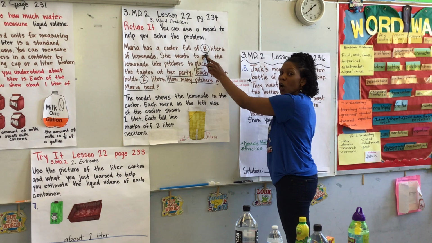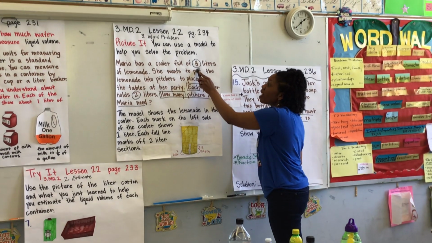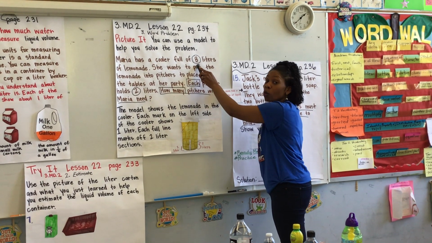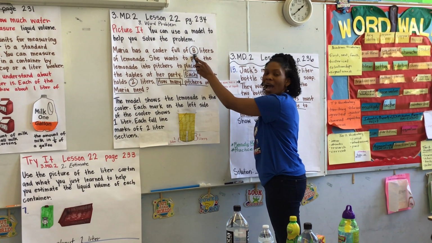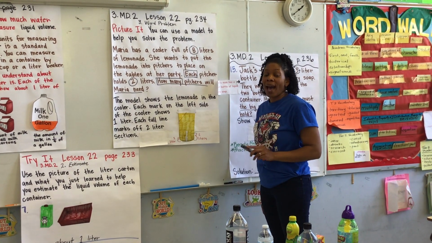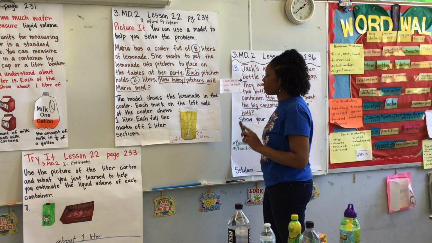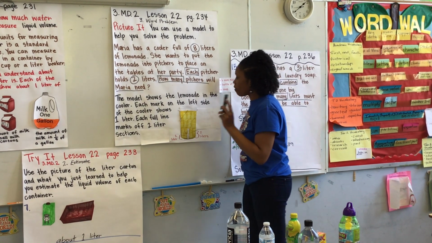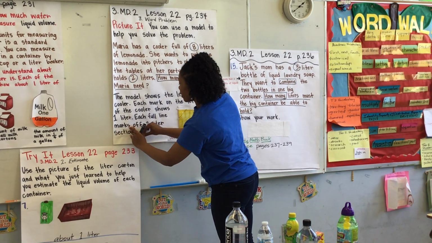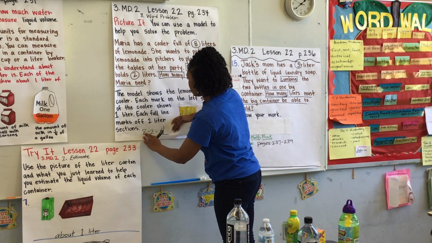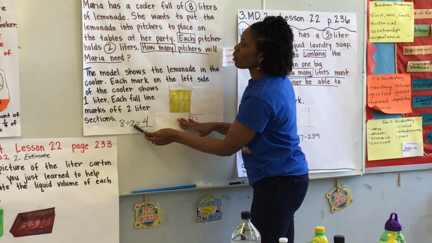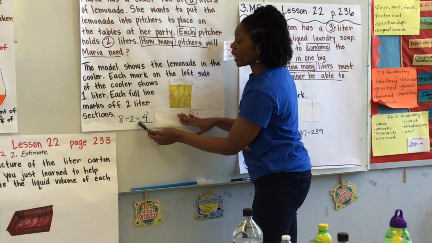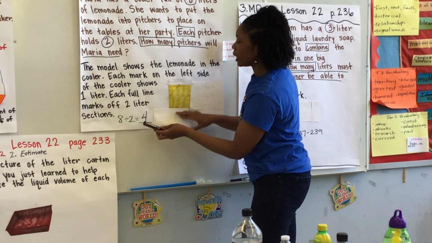Now when I look at this word problem, I notice that the container is already full, and it is full with 8 liters. So that is my total. Therefore I do not need to multiply, I need to divide. If I divide, this will be my division problem: 8, which is the total, divided by 2 liters would equal 4 liters.